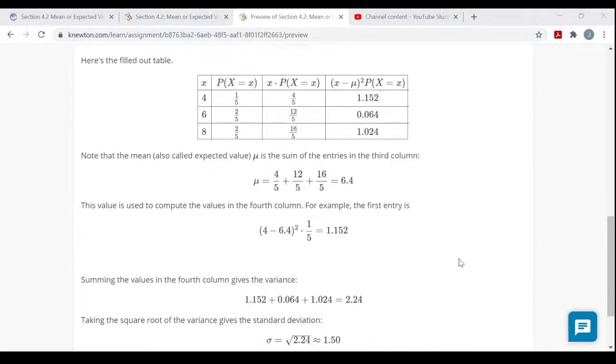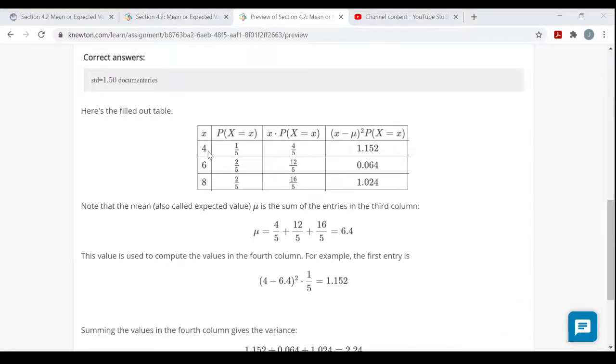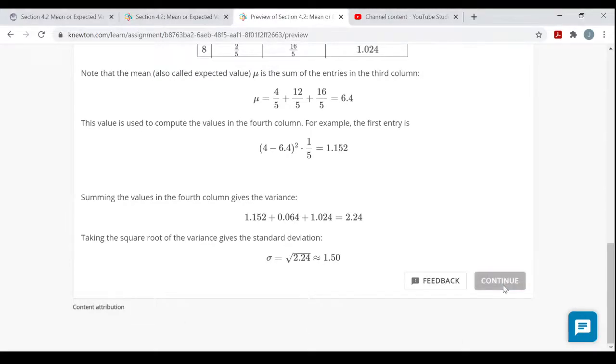Now here again, they do it by hand. Right, you find the mean, 6.4, subtract the mean from all the values, square those, and then multiply by the corresponding probabilities, and add those up, then take the square root. Right, it's a lot. It's a lot to do by hand. Right, but it can be done.